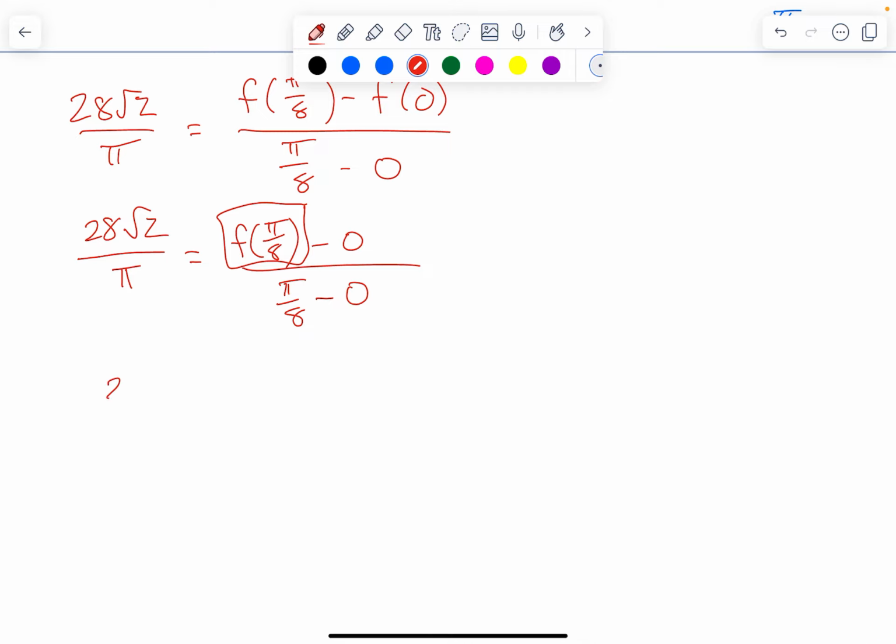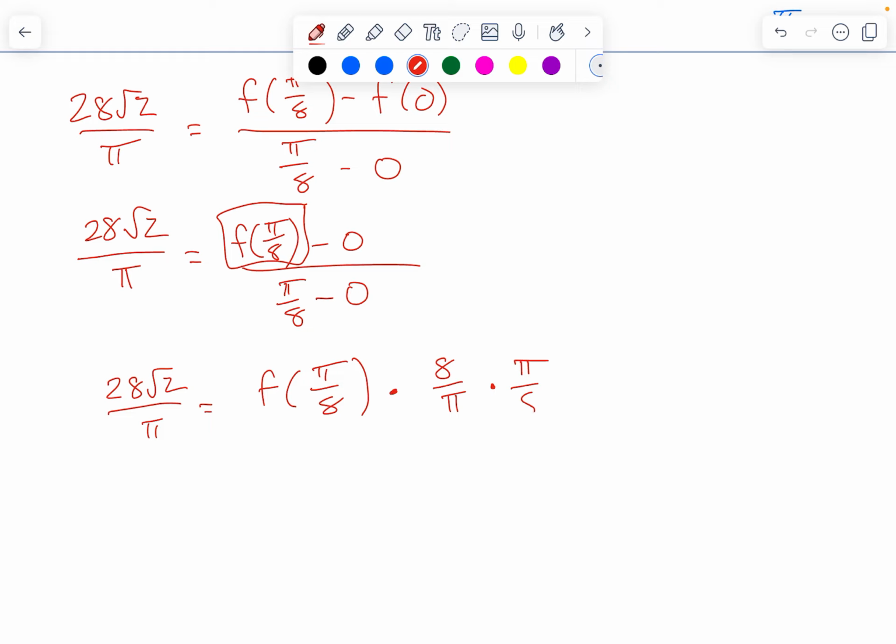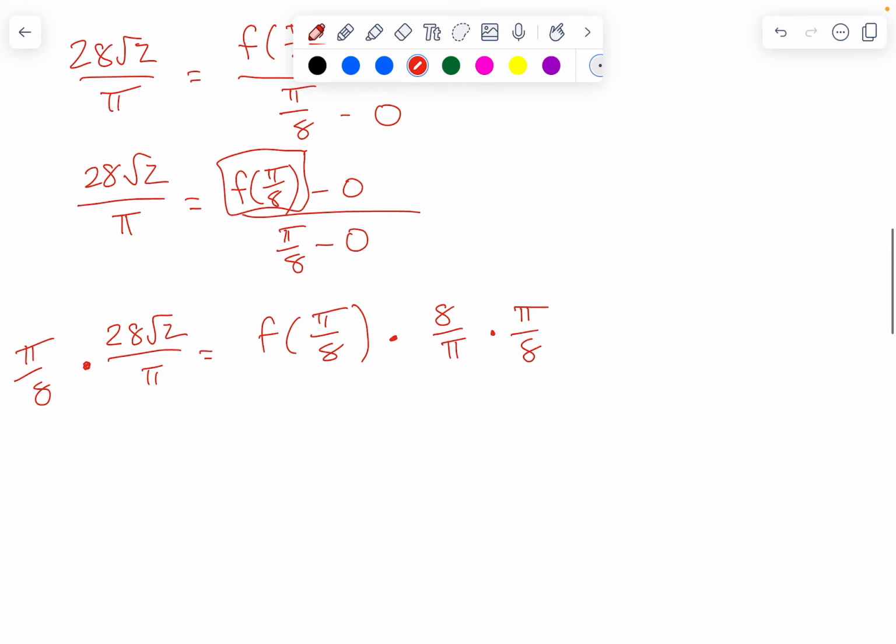Well, I have 28 root 2 over pi is equal to f of pi over 8 times the reciprocal of that, so 8 over pi. So if I divide both sides by pi over 8, or if I multiply this by pi over 8, because I was dividing by the reciprocal. Dividing by pi over 8 means multiplying by the reciprocal. So I multiply by the reciprocal of the reciprocal. Oh, my goodness. Okay, that was hard. Let me get some sleep tonight is really what needs to happen.